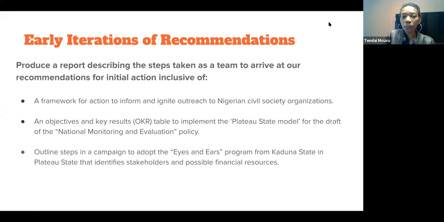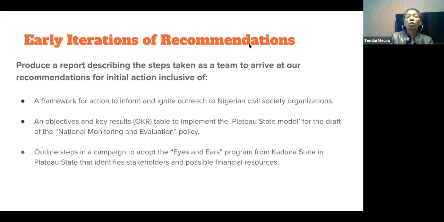And lastly, we also saw the value of civic engagement at grassroots level, and we had heard about the positive progress of the Eyes and Ears civic program in Kaduna State. And we thought we could come up with an outline of steps in maybe campaigning to adopt the same or a similar Eyes and Ears program in Plateau State that would identify stakeholders and possible financial resources.